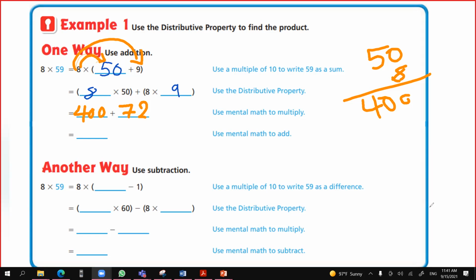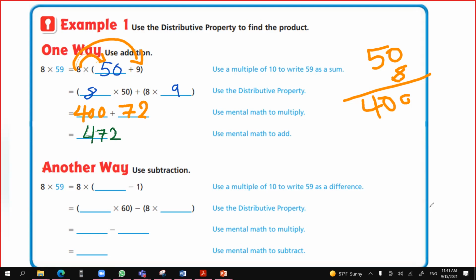Then now, what do we have to do? We have to add them. 400 plus 72, it's 472. Okay, so this is a way how we can multiply 8 by 59.